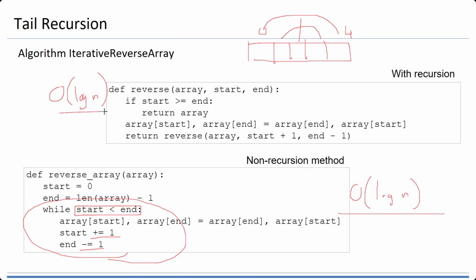But what is the difference? The difference is only how you define the function. So the function is reverse, and then here you just try to call the function again. But here you just use the repetition.